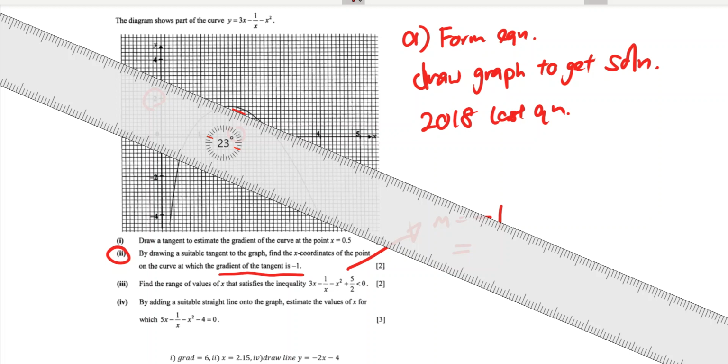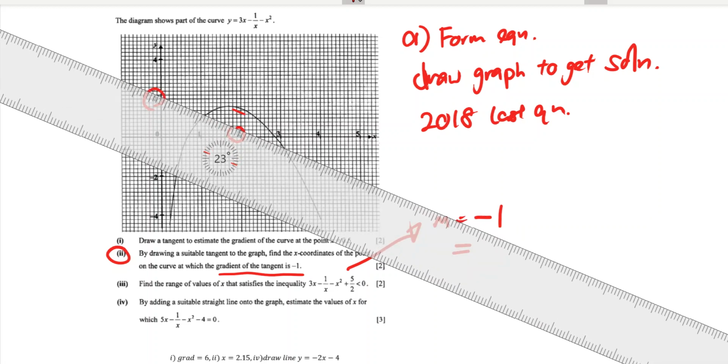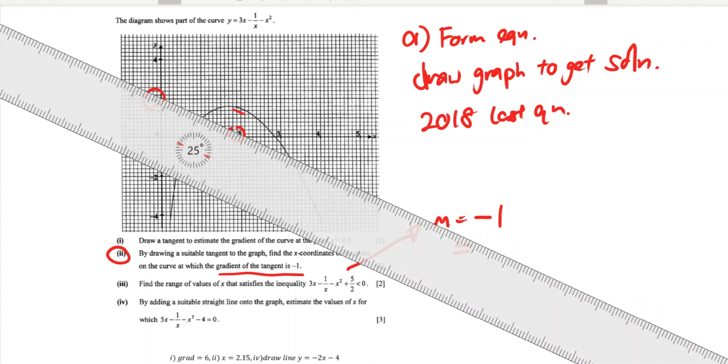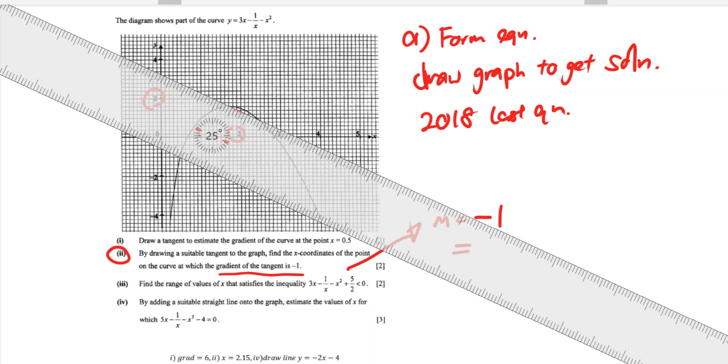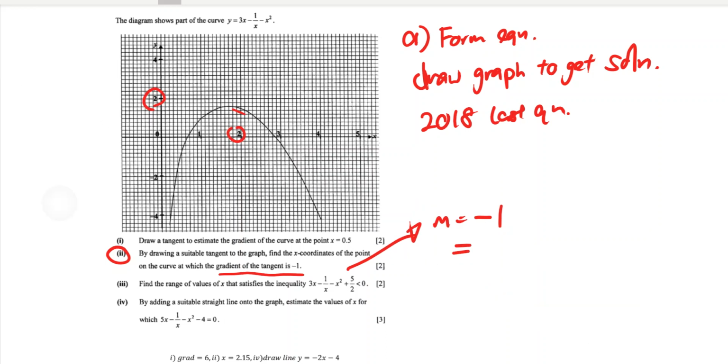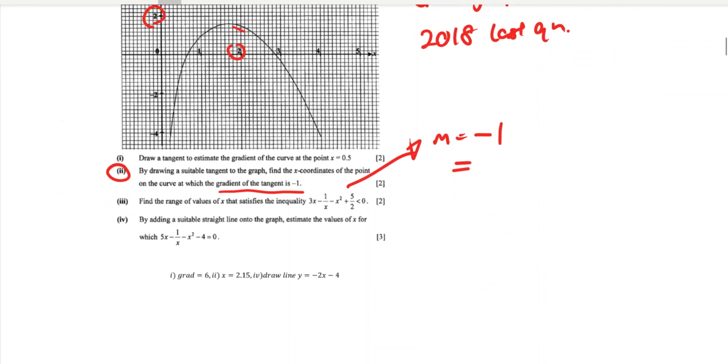Okay, so this is the trick to the question. Make sure your gradient is equals to 1 first, and then because it's negative 1, it means it's in the negative direction, and then move your ruler to a parallel point whereby it will hit an x coordinate. Okay, so this is how you find for part 2.